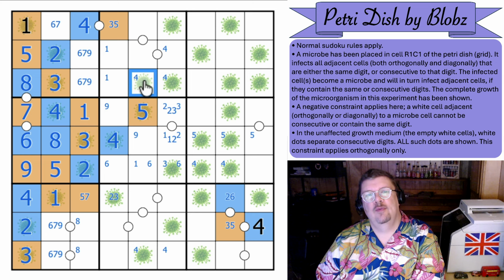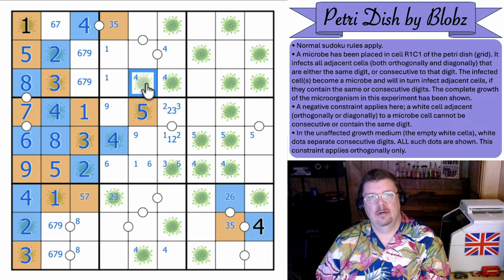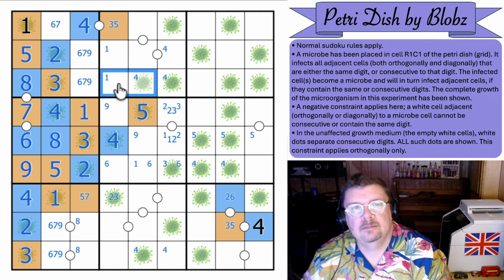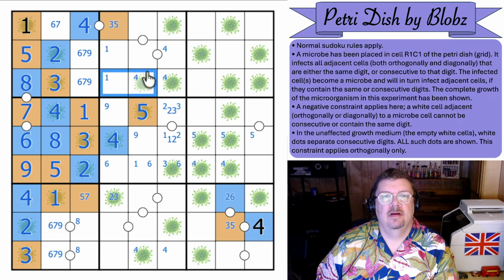So if that were 4, where would 3 go in this box? If that were 4, 3 couldn't go there. I feel like I am missing something, but this is tricky. Tricky, tricky, tricky.